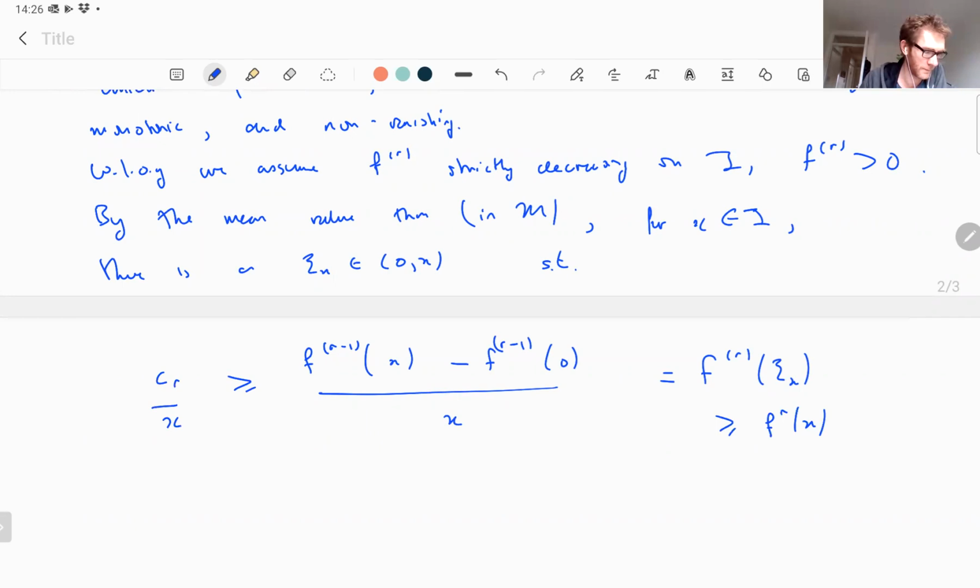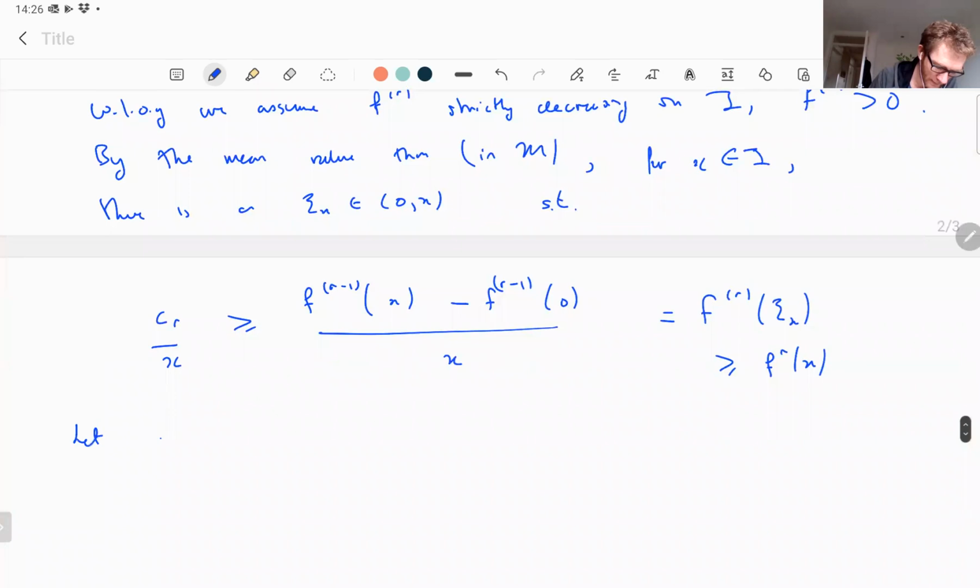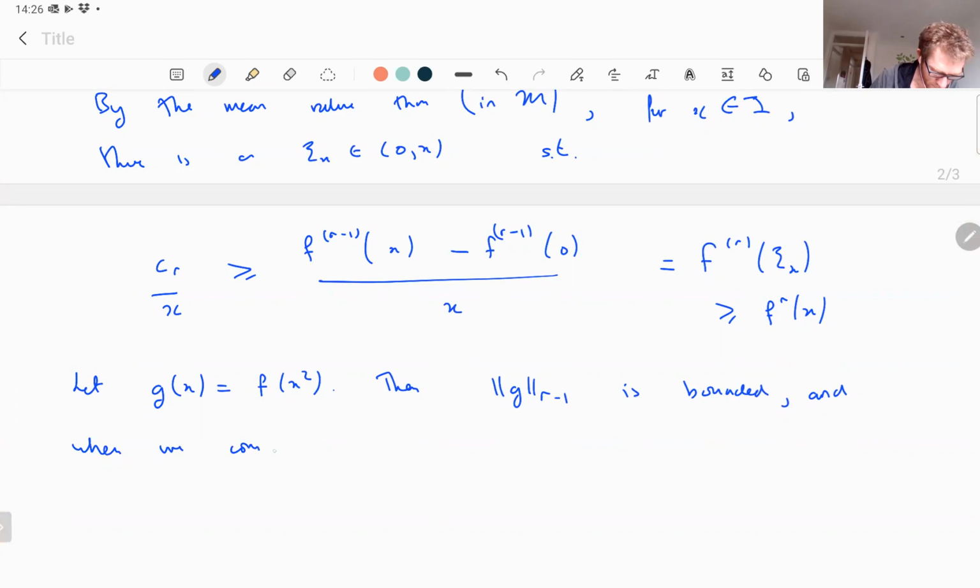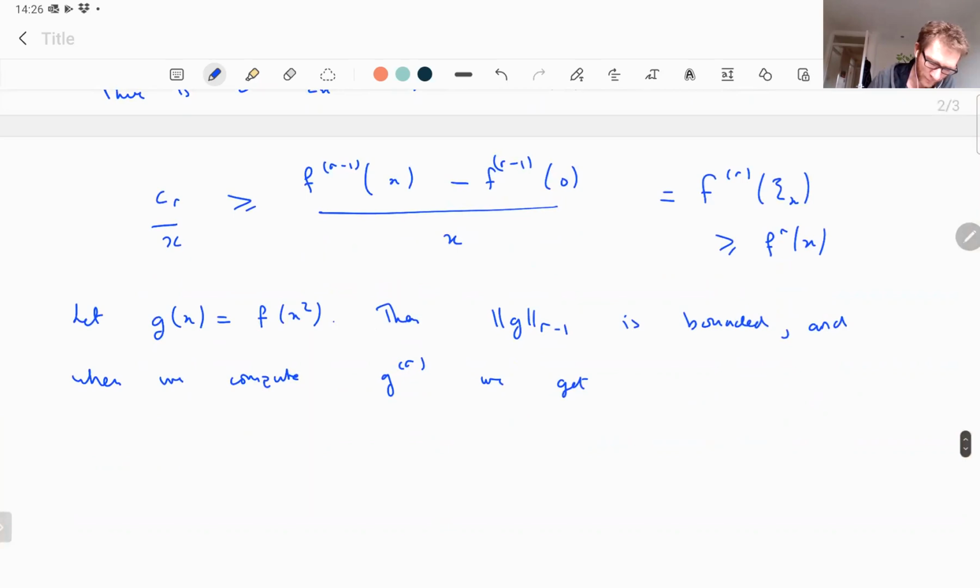Okay, so now let's take g to be f of x squared. This is what's going to have bounded derivatives up to order R, so that's what we have to check. Well, when I go up to R minus one, it's okay. So the only issue is at order R. And when we compute g^(R), what do we get? Well, we get some bounded terms which involve the derivatives of f of order less than R.